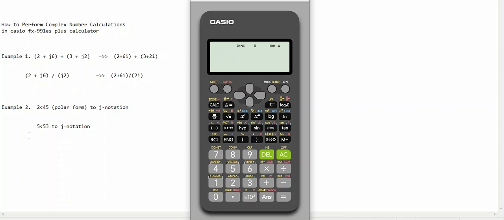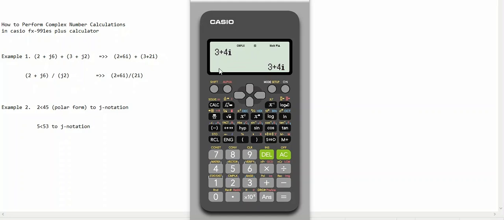To do that, I'll go back to my equation here, and that's 5 at an angle of 53. If I do the equal to, my answer is 3.0090 plus 3.9 something i. But in order for it to display properly, you just press this button here, and then we can see clearly this is the real part, this is the imaginary part. So it's approximately 3 plus 4i. That should be our answer.